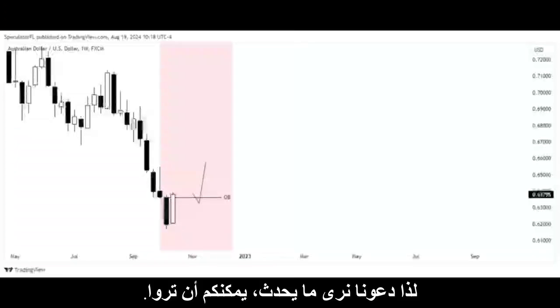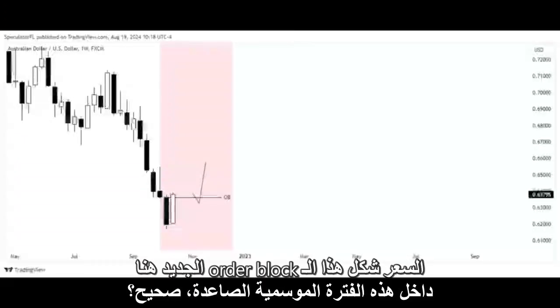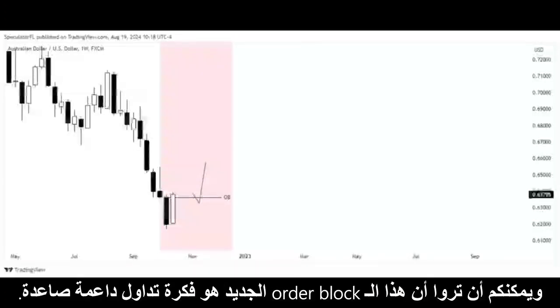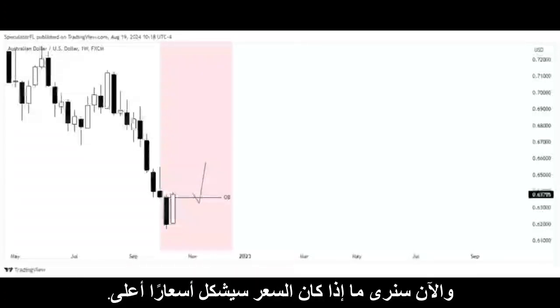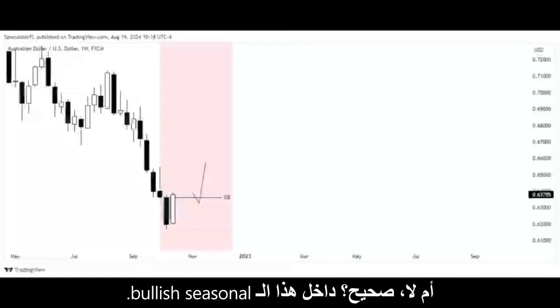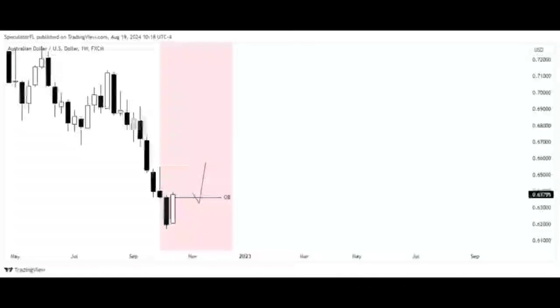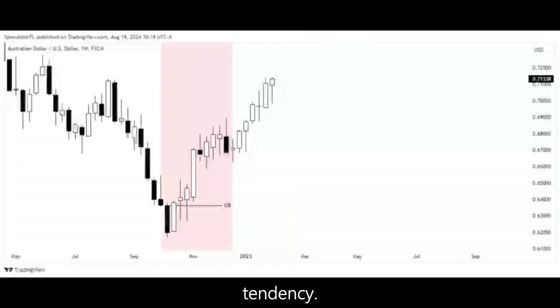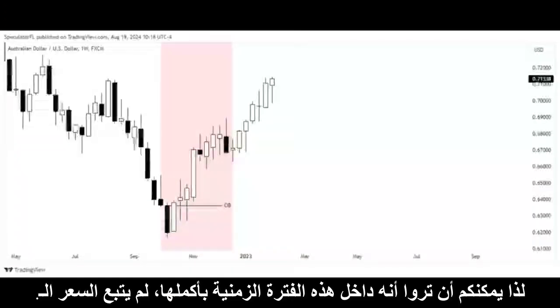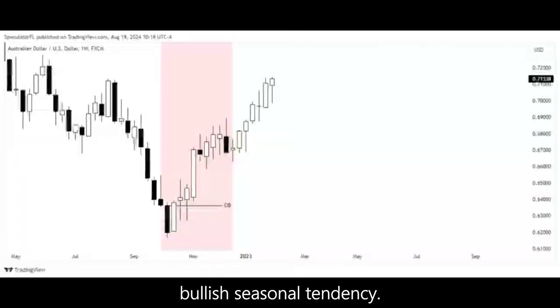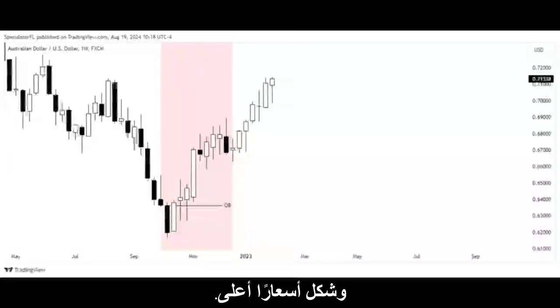You can see price formed this new order block right here inside this bullish seasonal time, right? And you can see this new order block is a bullish supporting trade idea, and now we're going to see if price forms higher prices or not, inside this bullish seasonal tendency. So you can see inside this whole time window, price did indeed respect the bullish seasonal tendency and the bullish trading ideas, and this order block worked and formed higher prices, right?